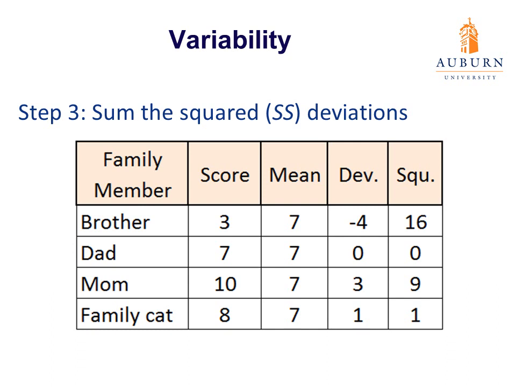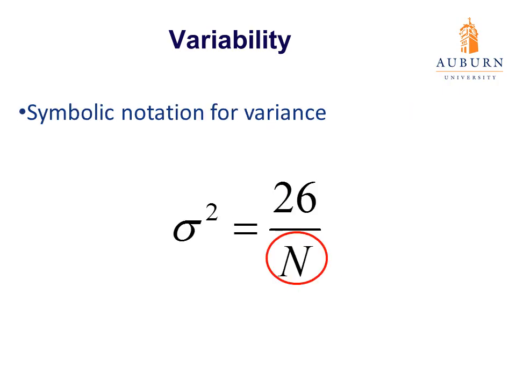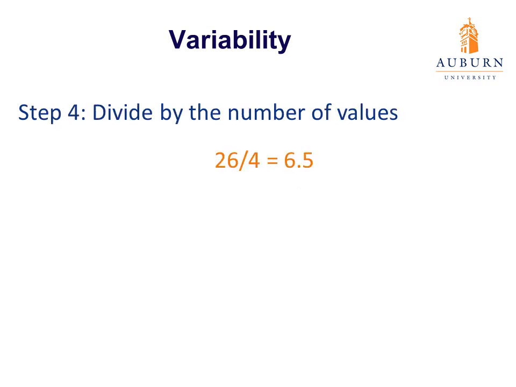Okay, so we have our squared values. We want to go ahead and add them up, because remember we're summing them. So we'll take 16 plus 9 plus 1, and we'll end up with 26. So that's the numerator in our equation. We have sigma squared equals 26 divided by n. And if you remember, n is the total number of observations in our data set. In this particular case, little Timmy has 4 other family members. He provided a rating for each one of those family members. So we'll take 26 and divide by 4. When we divide by 4, we end up with 6.5. And so our variance is 6.5.